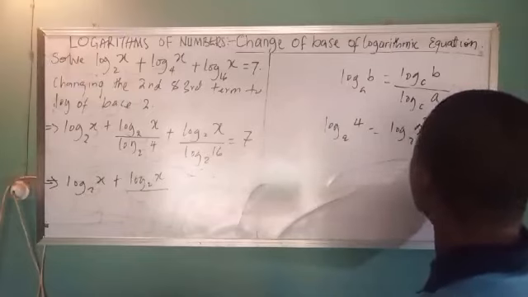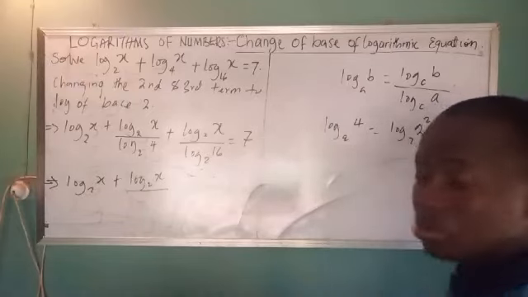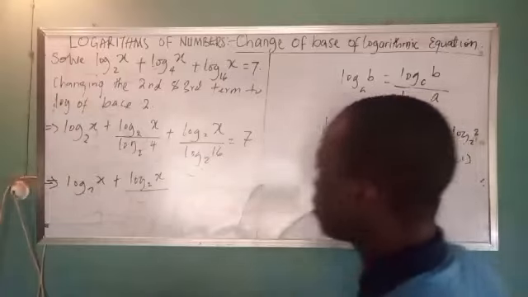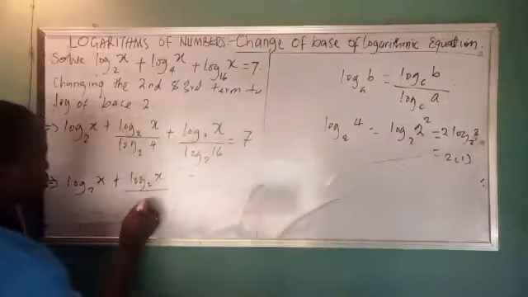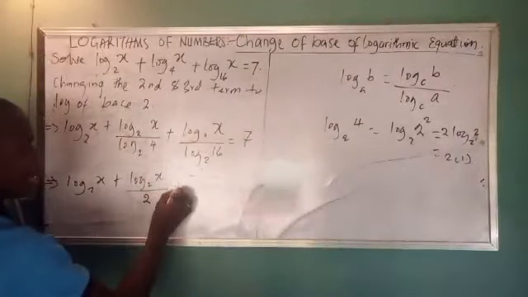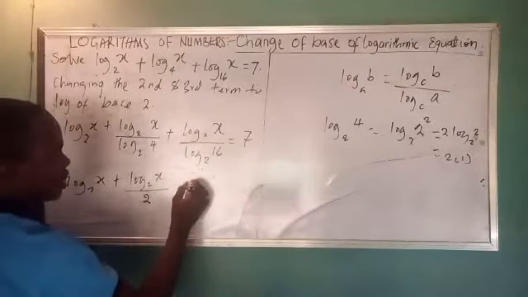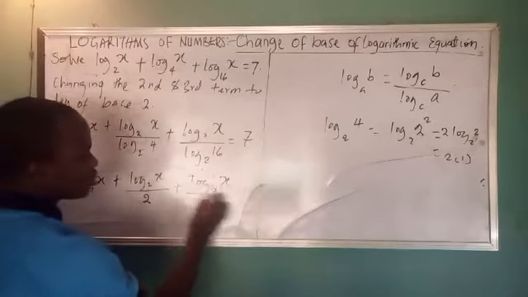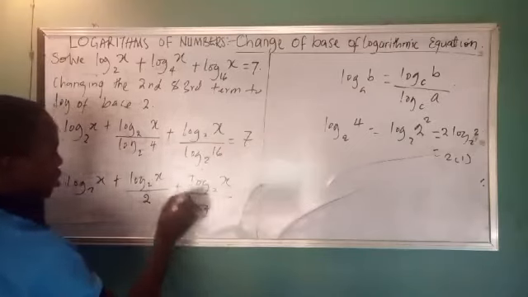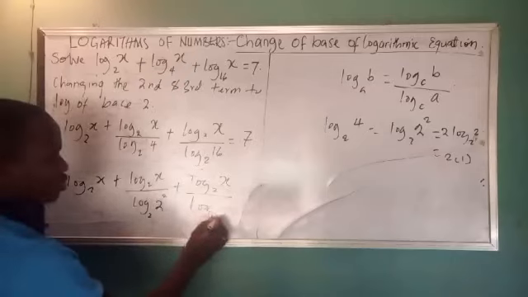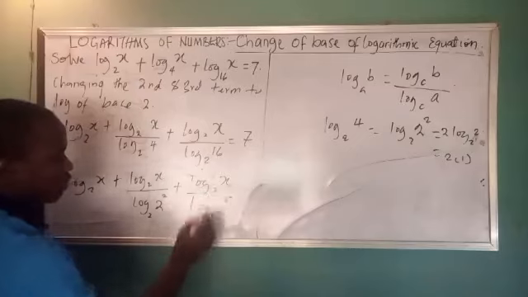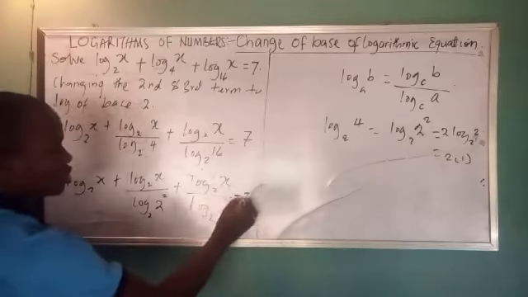Therefore, 2 log 2 base 2, we have 1. Log 2 base 2 is 1, so that's 2 times 1, which is 2. This one will be 2 plus, same thing here, we have log x to base 2 over log of 16. Let me do it this way: 16 can be written as 2 raised to power 4, base 2, equals 7.